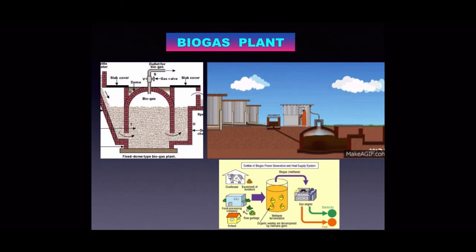Production of biogas is an anaerobic process. It takes place in two stages. In the first stage, the microbes act on the biodegradable complex organic compounds and produce organic acids. In the second stage, the methanogenic bacteria act on the organic acids to produce methane gas.